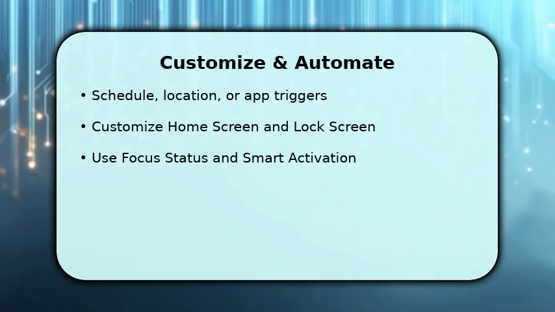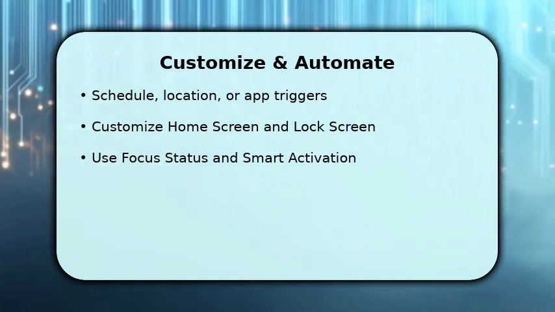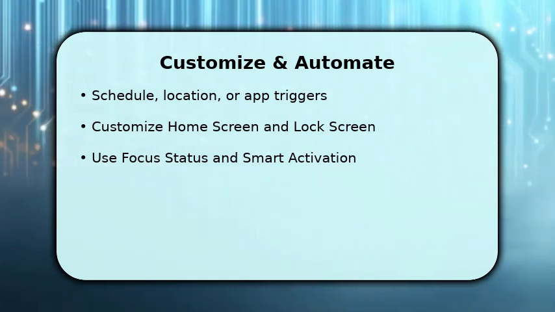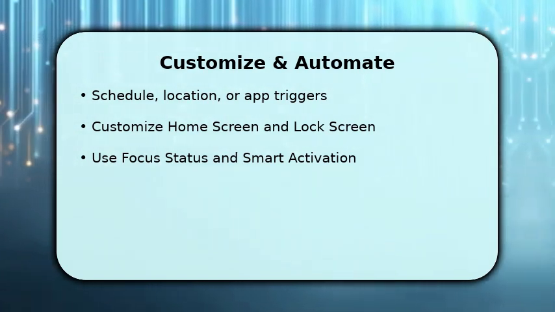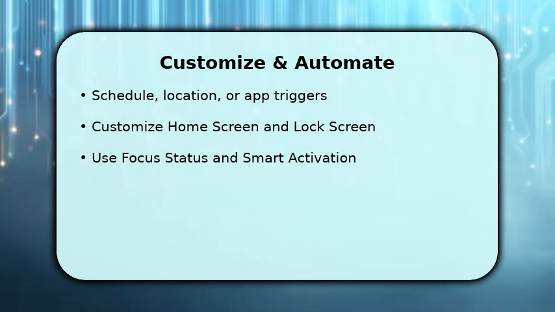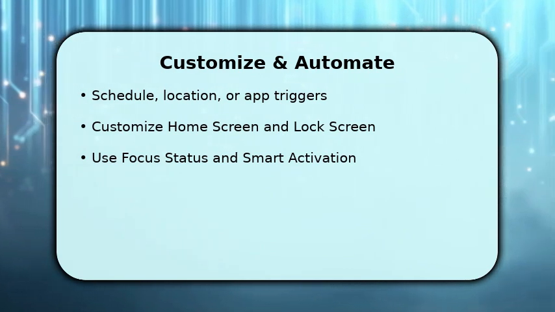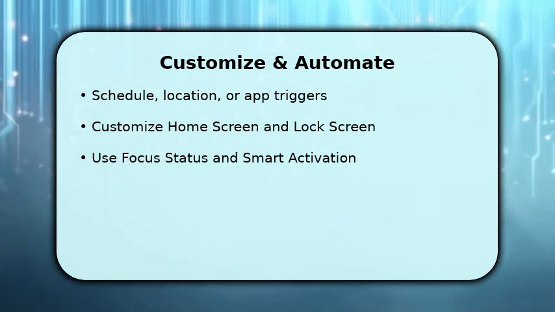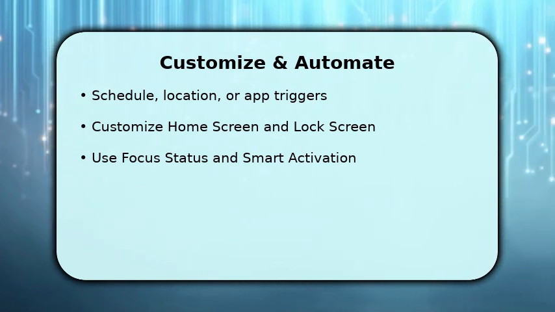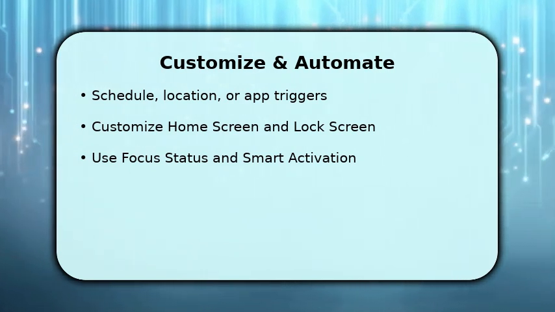Now customize behavior. Use schedule to run focus at times, location triggers for when you arrive somewhere, or app-based triggers for specific usage. Adjust home screen pages to hide distracting apps and set a minimal lock screen to reduce visual noise. Turn on focus status so apps can show others you're silencing notifications.